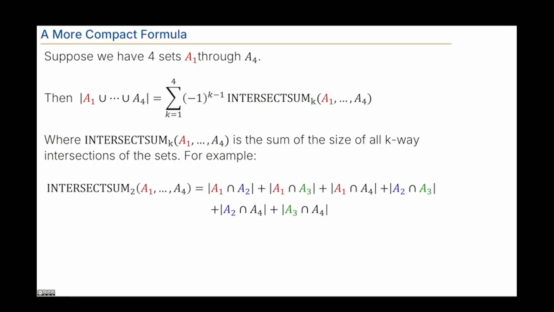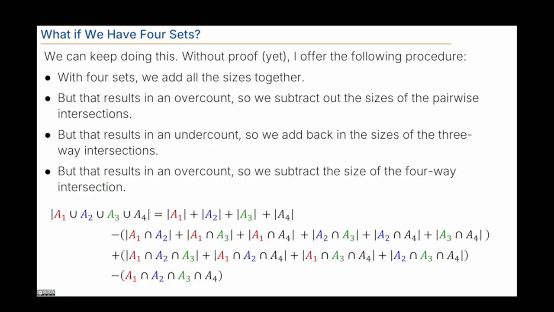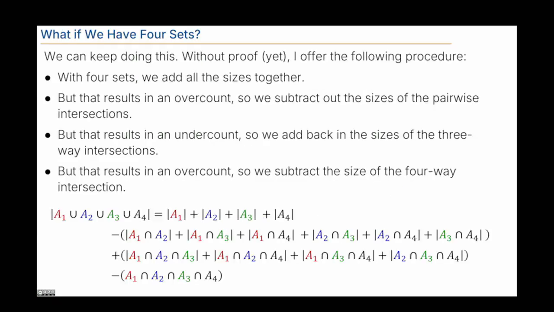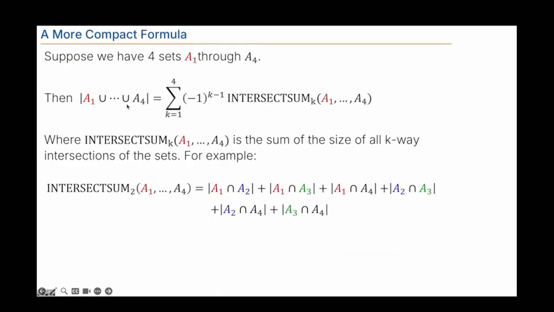Okay. So I'm going to give you a different version of this formula. It's going to be a more compact representation, and it looks something like this. It's just going to be for 4, same things. I'm just taking this and writing it in a nicer way. Here, we want to know the size of the intersection of 4 different sets, and that's going to be -1 to the k minus 1 times this thing called intersect sum k.